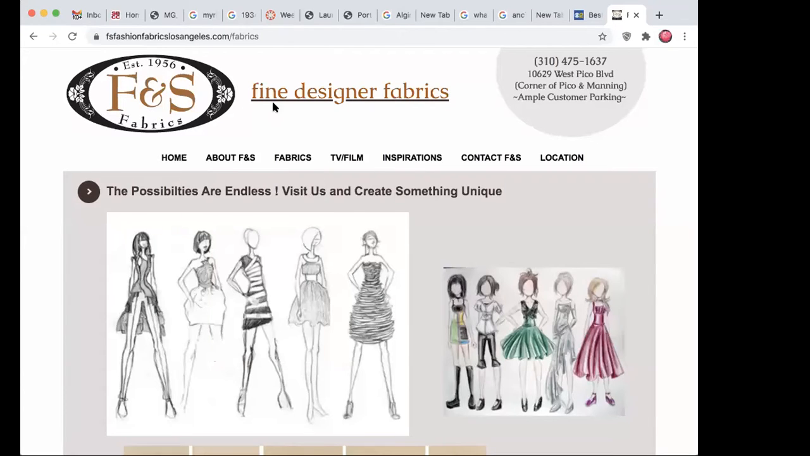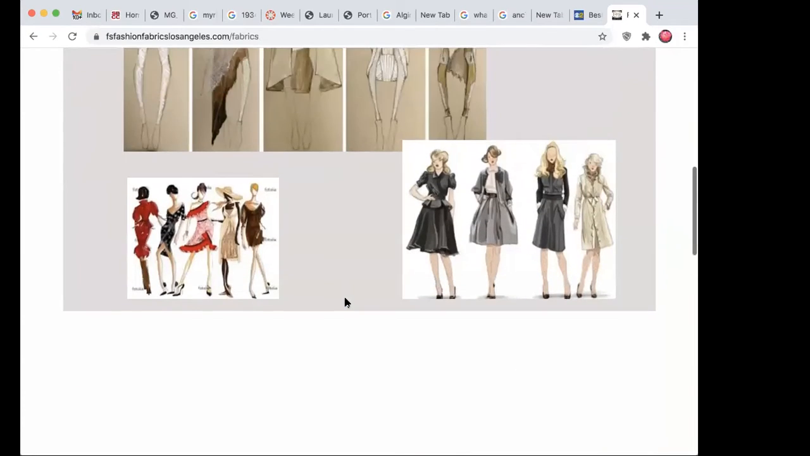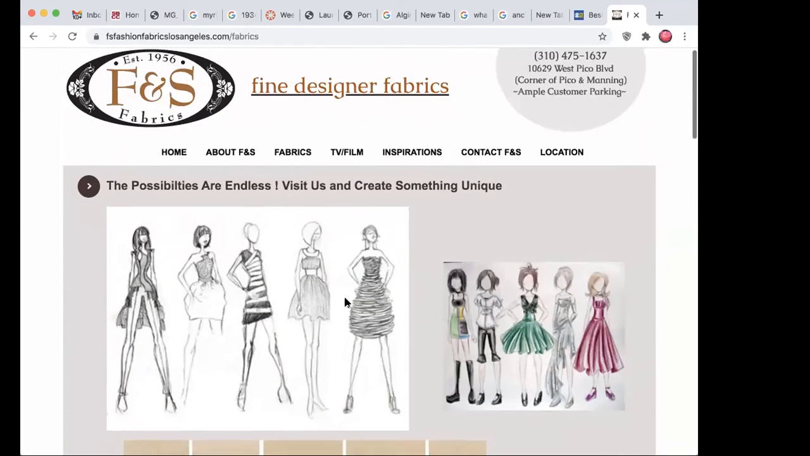So my fabric store, and you guys are listing some really incredible fabric stores, but I'm going to give you a couple fabric stores that are ones that we use as costume designers in Los Angeles. So let me get my screen up for that. And this is one called F&S Fabrics that we've used for decades. F&S Fine Designer Fabrics. It gives you a few little sketches. So that's who they're catering to, the trade, but public can go in there, absolutely.